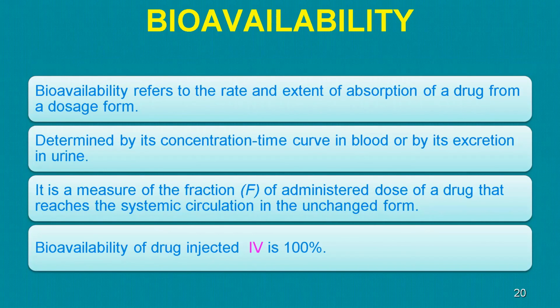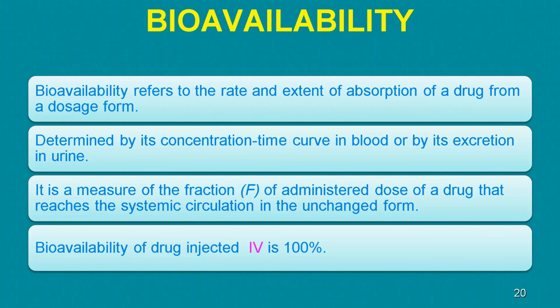So next here is the term known as bioavailability. What is bioavailability? It refers to the rate and extent of absorption of a drug from the dosage form at the site of absorption. This bioavailability is determined by its concentration-time curve in blood, or by its excretion in the urine. Bioavailability depends upon a variety of factors, like whether it is a substrate for excretion, how much quantity is metabolized and how much is available for ready absorption.